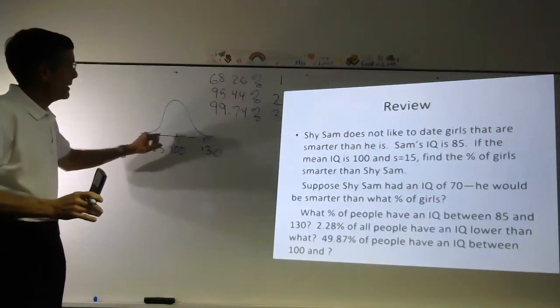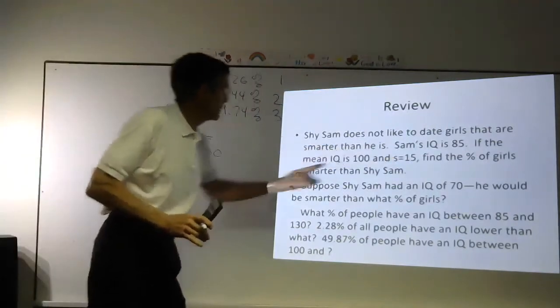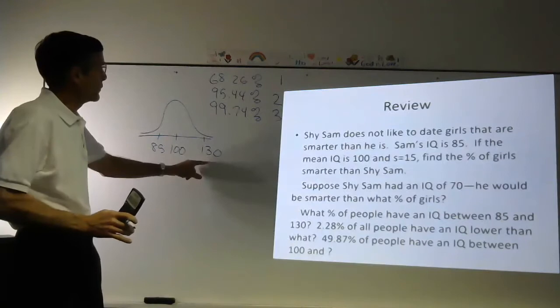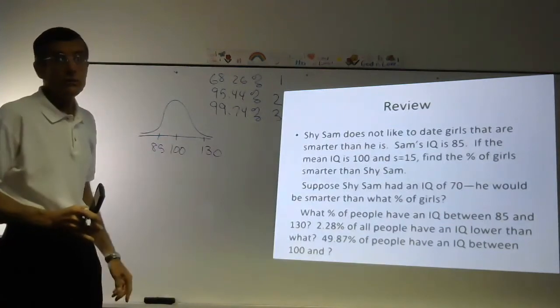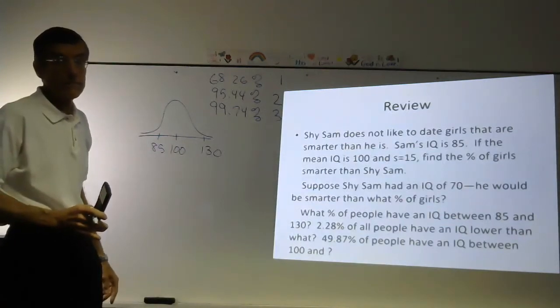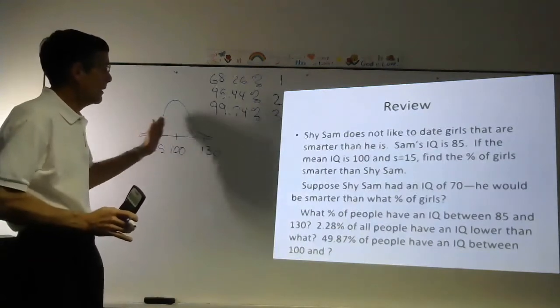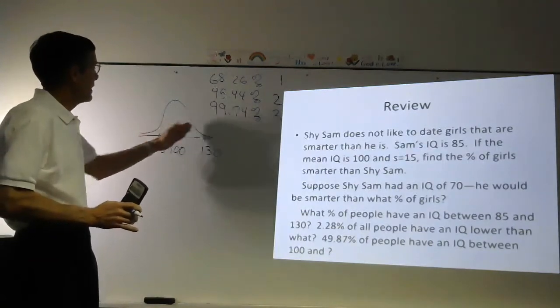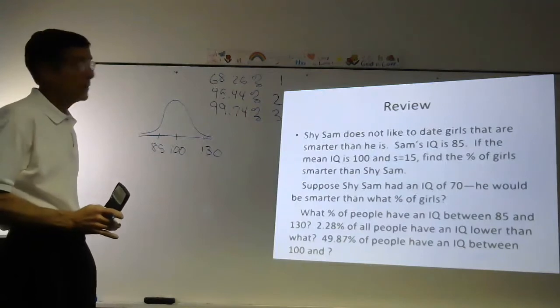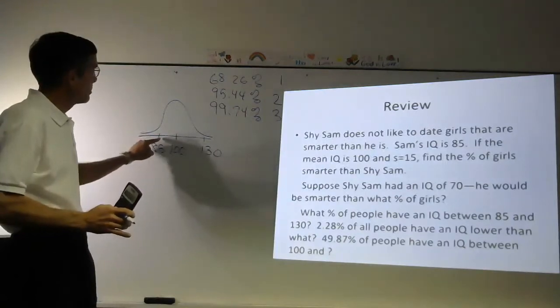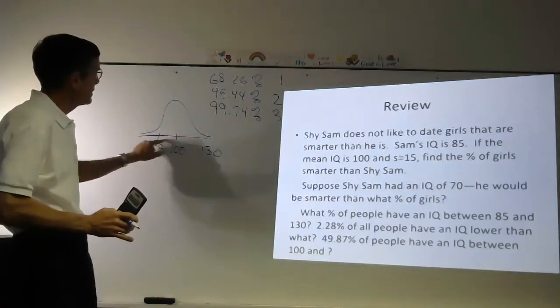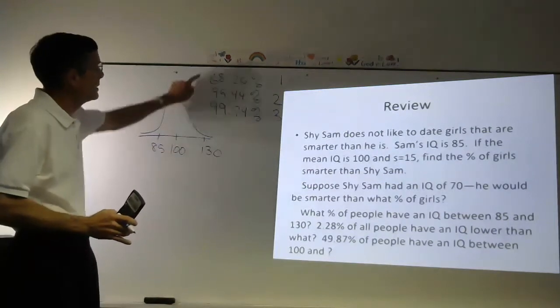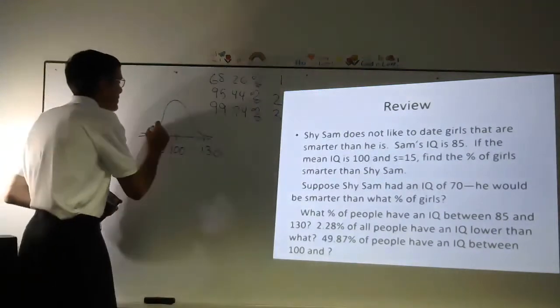85 is 1 standard deviation below. 130 is 2 standard deviations above. Are you with me? Okay, so we want to know what's in between 85 and 130. Now, 1 standard deviation below and above: if you went down to 85 and up to 115, you'd have 68.26.